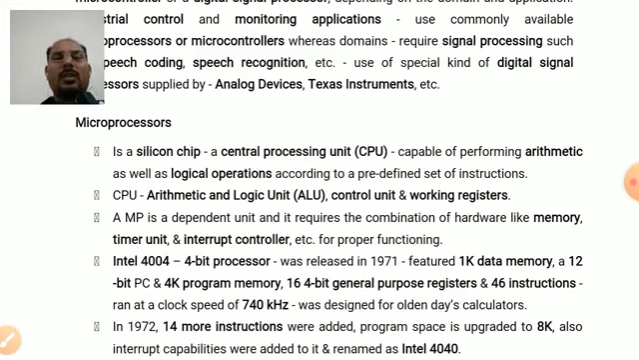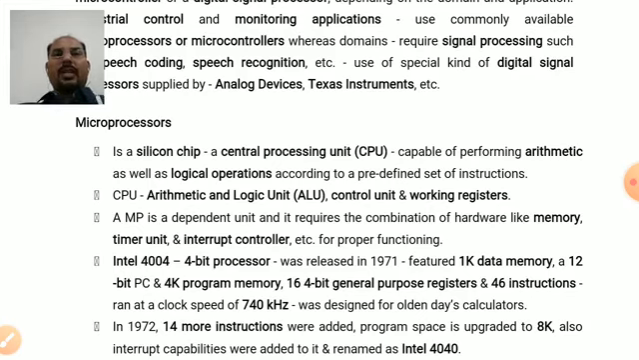The examples for the arithmetic operations are addition, subtraction, multiplication, division, increment and decrement. The examples for the logic operations are AND operation, OR operation, NOT operation, XOR operation, like that. Control unit is responsible for controlling all the operations of the processor.